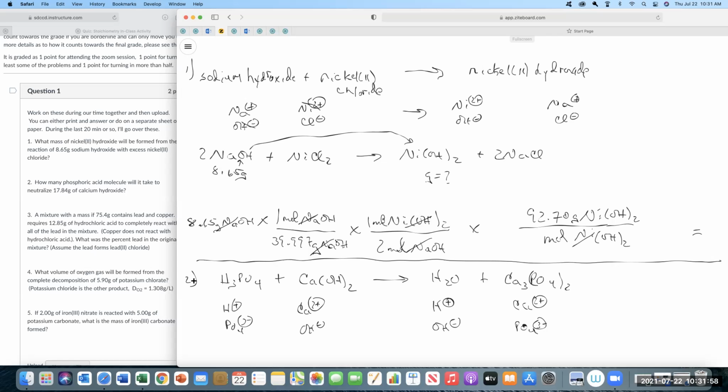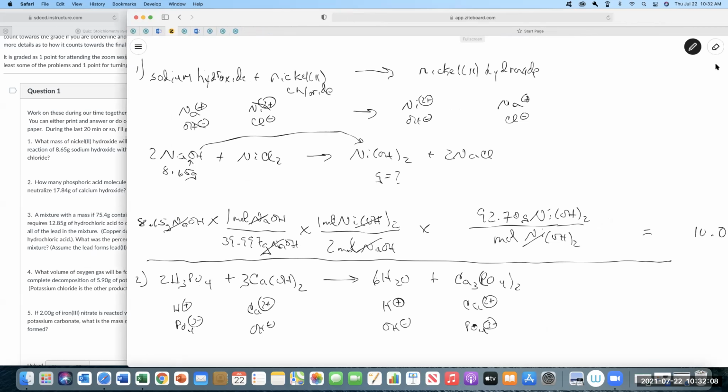All right, and then to balance this, we're going to need a 3 here and a 6 here and a 2 there. That's the process for getting this equation written and balanced. I'm going to erase the ions below just so I can write the question. So the question is, we have 17.84 grams of calcium hydroxide, and we're asked for molecules.